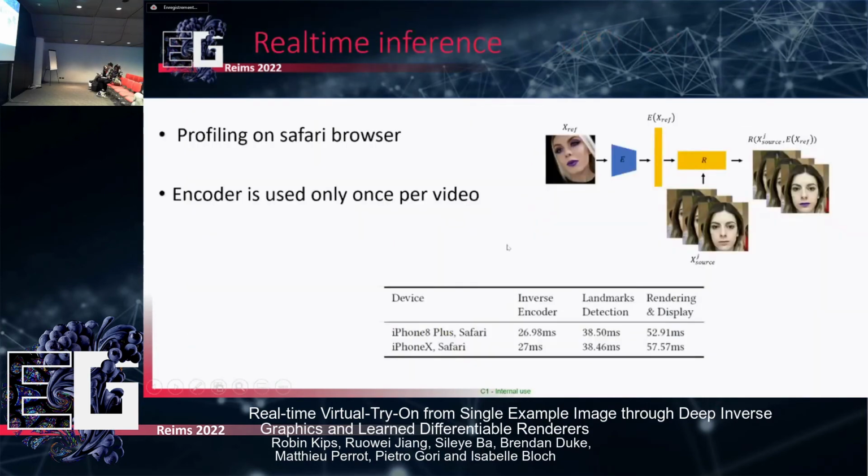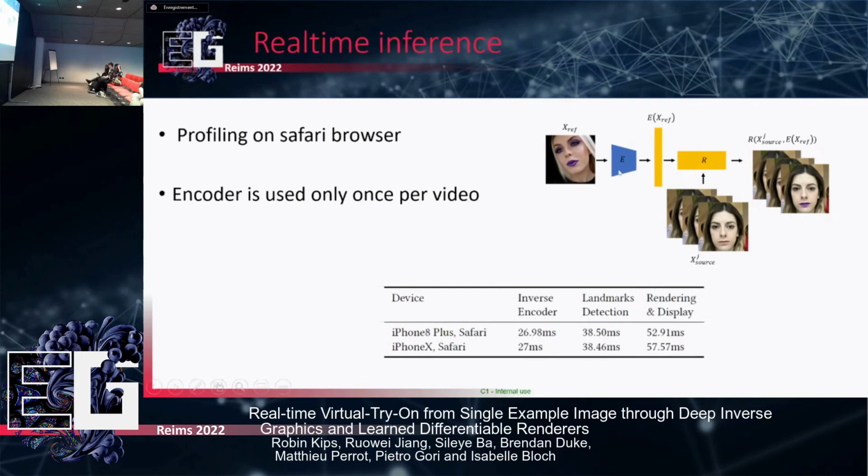Okay. And we also did some benchmark of the computation time to see if the method that we propose can run in real time. We did some profiling on iPhones in a Safari web browser. And we can see here that the inverse graphic encoder is taking on average about 27 milliseconds, and the landmark detection about 28 milliseconds. And the rendering and display is taking about 52 milliseconds, meaning that our pipeline can be running in real time.